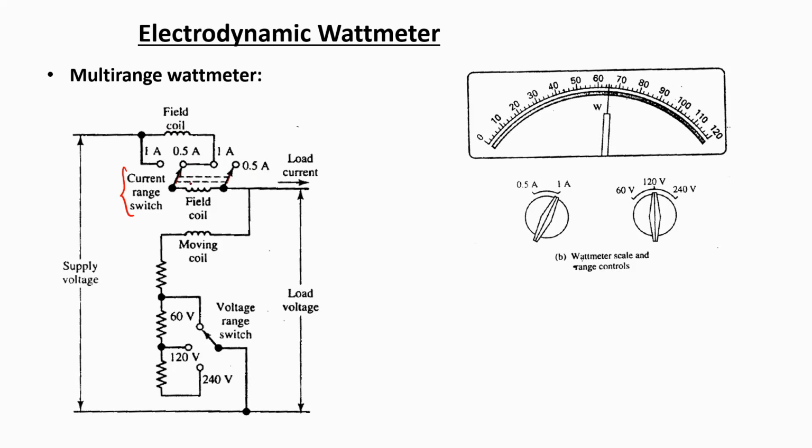Whereas when the cross-coupled switch is shifted to the left-hand side, or they are connected to this 1 ampere range, then in that configuration both the field coils are connected in parallel, so their equivalent resistance is going to decrease. As the resistance of the path decreases, more current will be drawn by the field coils.